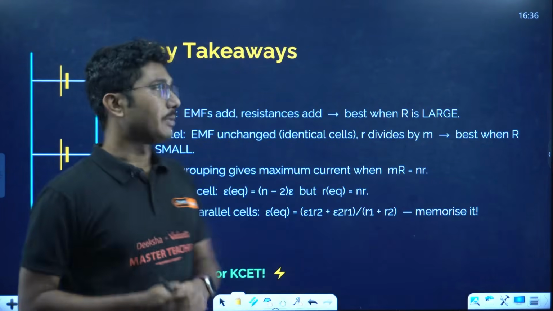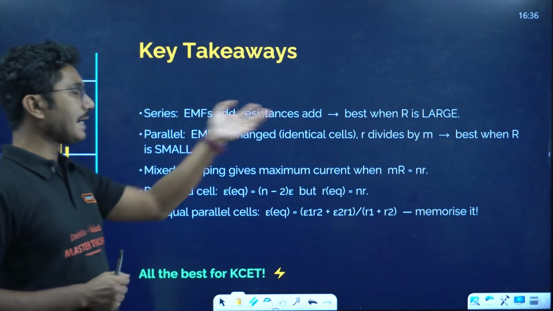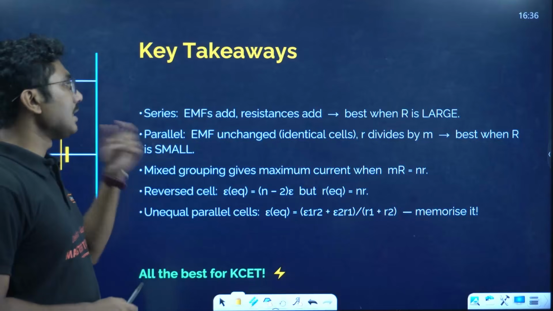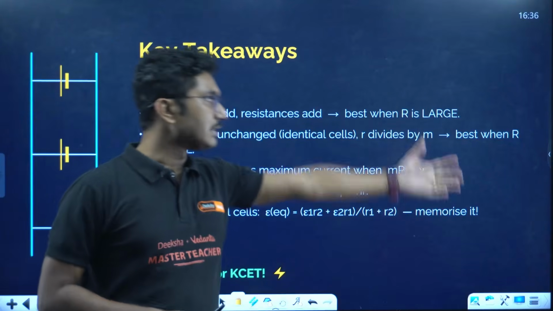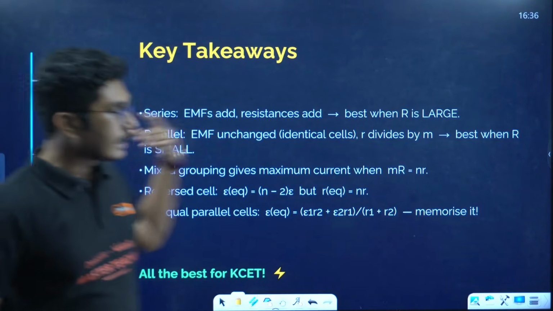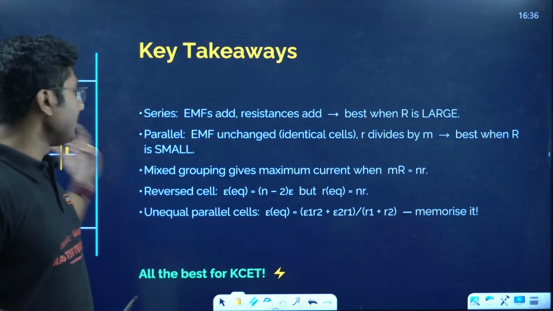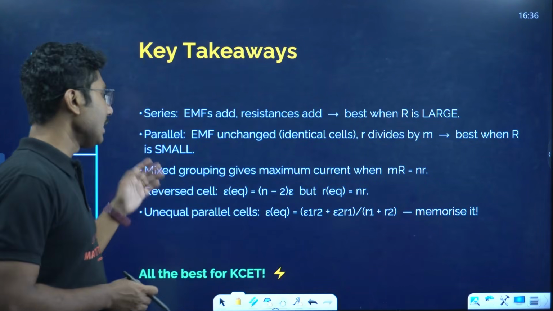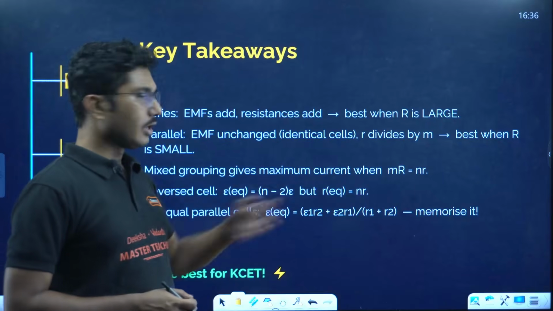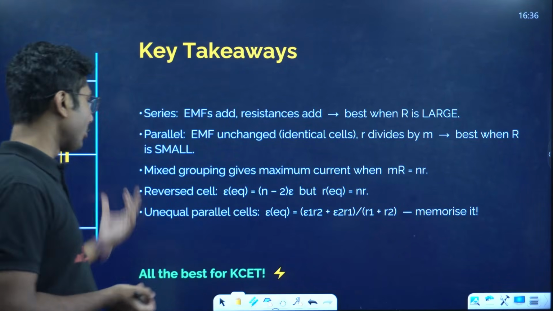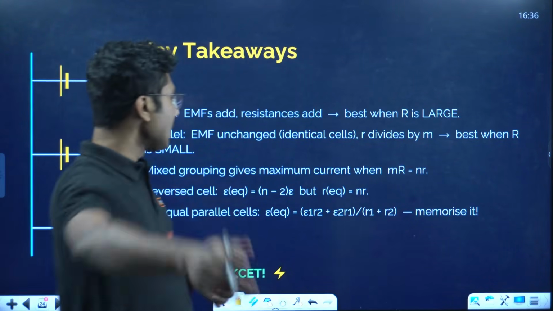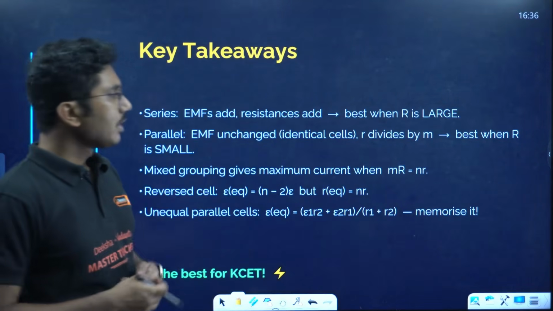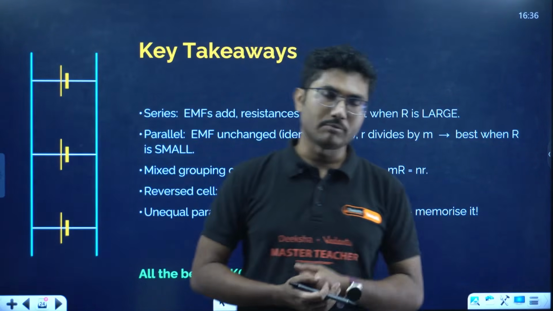Okay, so there is a summary for all of you. Series: EMFs add, resistances add, best when R is large. Parallel: EMF unchanged; identical cells, R divides by M, best when external resistance is small. Mixed grouping gives maximum current when MR is equal to NR. Reversed cell: E equivalent is equal to, so you have to subtract, which I have already discussed. Unequal parallel cells: epsilon 1 by R1 plus epsilon 2 by R2 over 1 by R1 plus 1 by R2. This is the easier formula to remember.